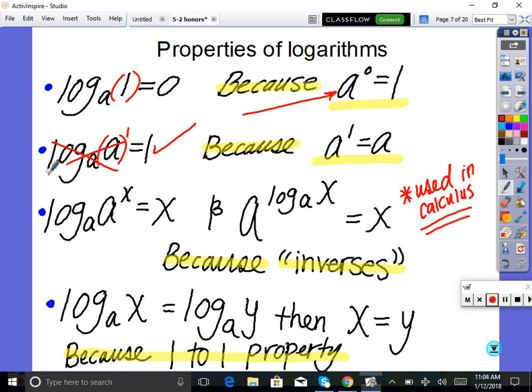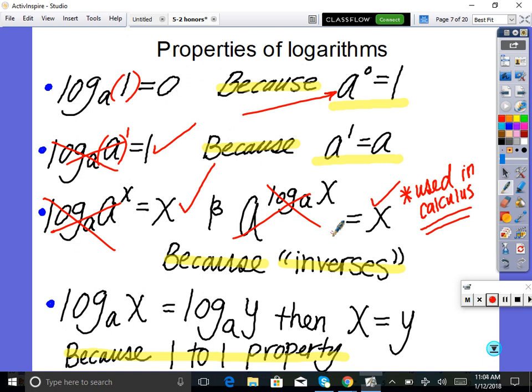Okay, right here, that's the same idea. Log to the base a of a raised to the x will always simplify to be x. And honestly, it's just because, think about algebra. Log of base a and base a cancel out, so it simplifies to be x. That's what inverses do. Then if we have base a raised to the log of base a of x, it's going to simplify to be x every time because those undo each other.